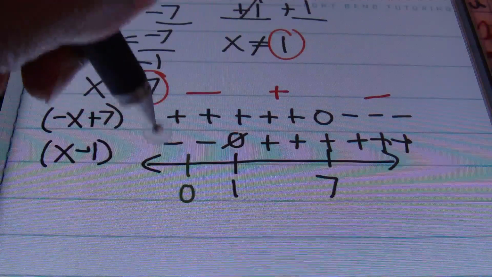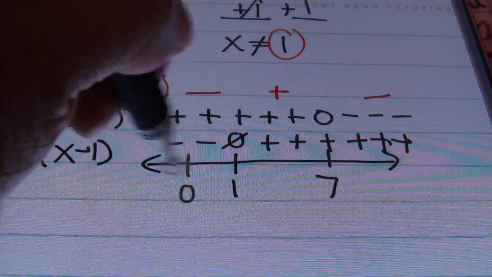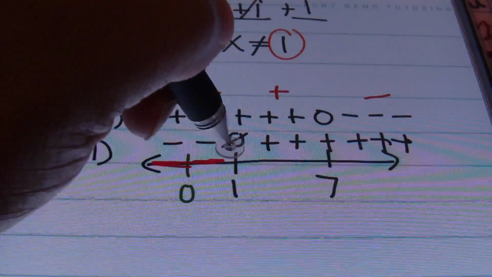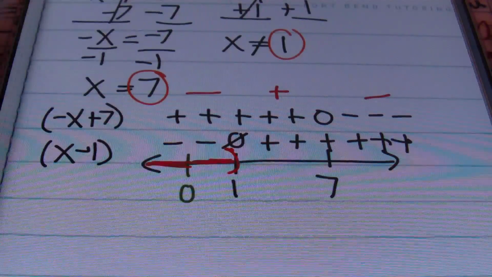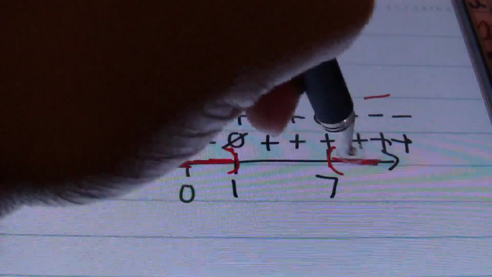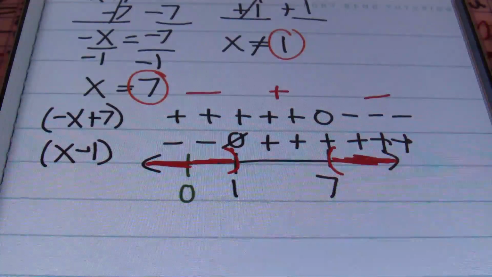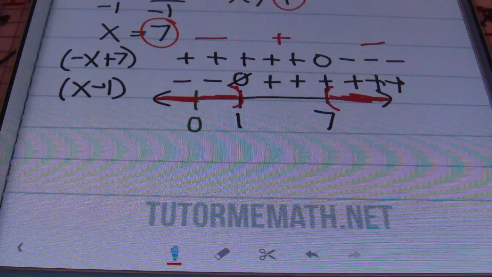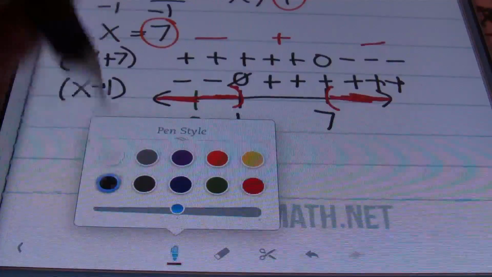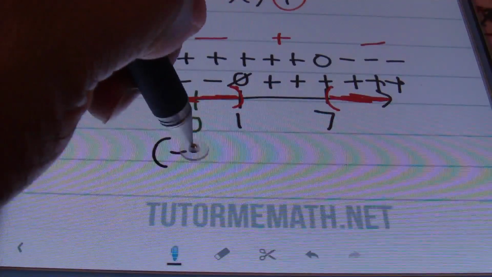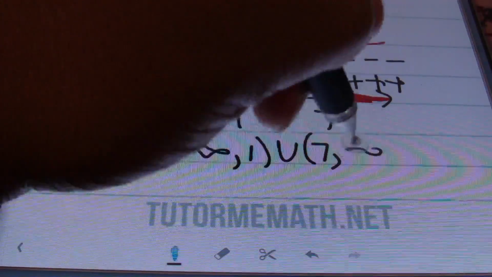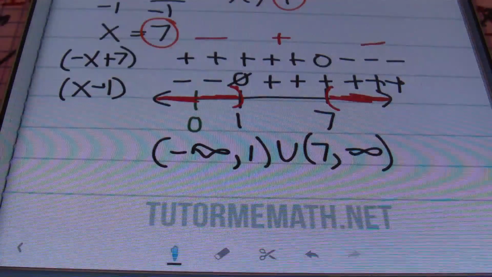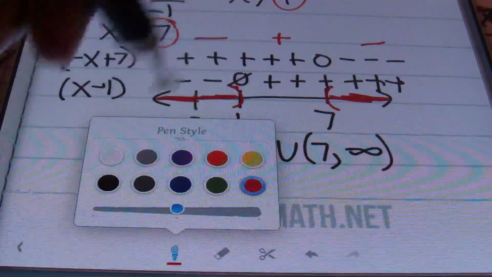So therefore, I have a negative region here from negative infinity all the way to 1, not including 1 because that 1 makes it undefined, remember? Then, from 7 to positive infinity, I'll have a negative region here. So that's my answer. If I were to write my result in interval notation, it would be like this. I would have negative infinity to 1 union 7 to positive infinity, and this is going to be the answer to problem number 3. Let's take a red box around that, shall we?